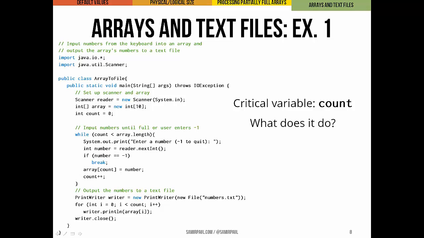Now, it's important to note here, we're using the logical size as a way to limit the amount of user input. You can see the condition on the while loop: while count is less than the array length. That's one of the two ways this program stops taking input. The other, of course, being if the user entered -1. Crucially, our for loop that actually writes to file uses the logical size in its condition. You can see while i is less than count. Again, the critical variable here is count.